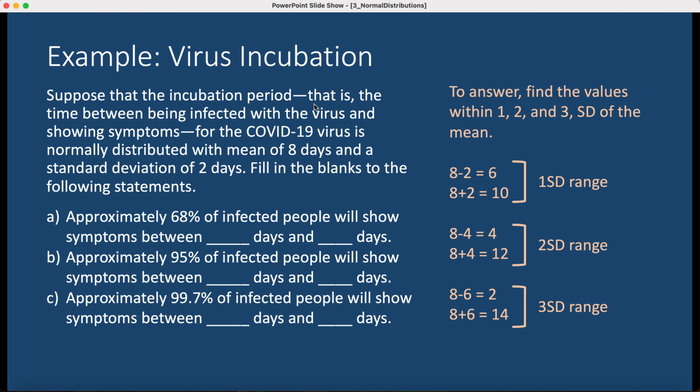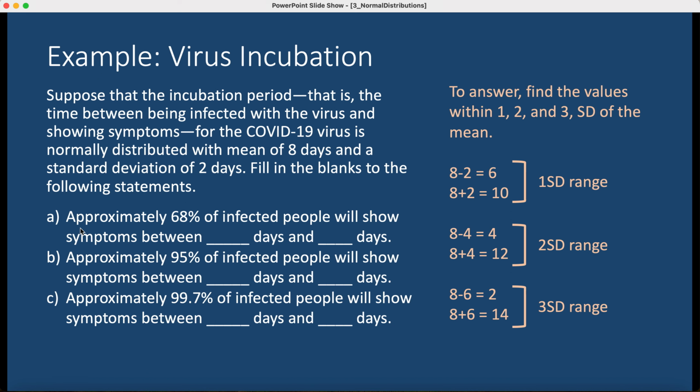Okay, so here we are, the virus incubation example. We have the mean given to us, it's 8 days, and the standard deviation is also given to us, that's 2 days. Those two numbers determine everything about the normal distribution. The 68, 95, 99.7 rule applies, and so we can say 68% is within that 2-day range of 8 days.